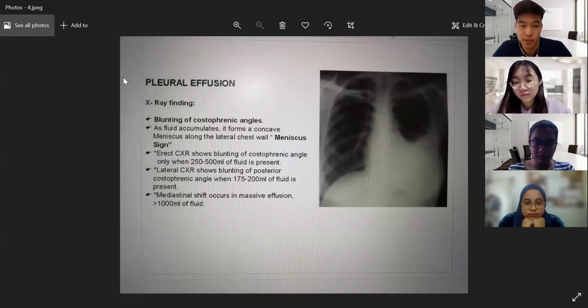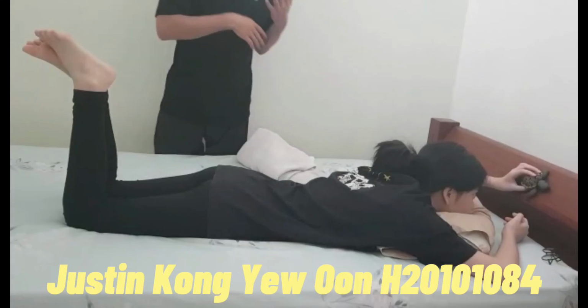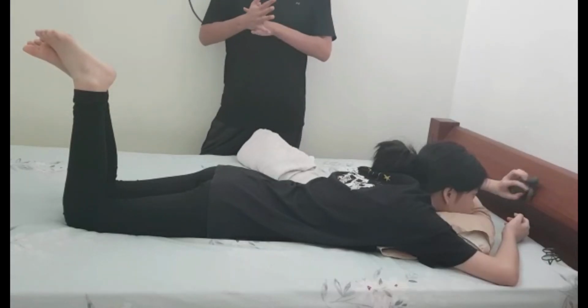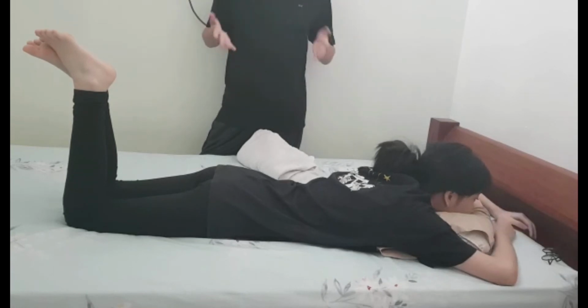First is the meniscus sign. It's when there is fluid accumulating in the layers of pleura that would form a concave meniscus along the lateral chest wall. And then second is there is a lateral and also an erect sign that shows when there is fluid present. And the third one is there is a mediastinal shift when there is more than 1,000 milliliters of fluid collected in the pleura.